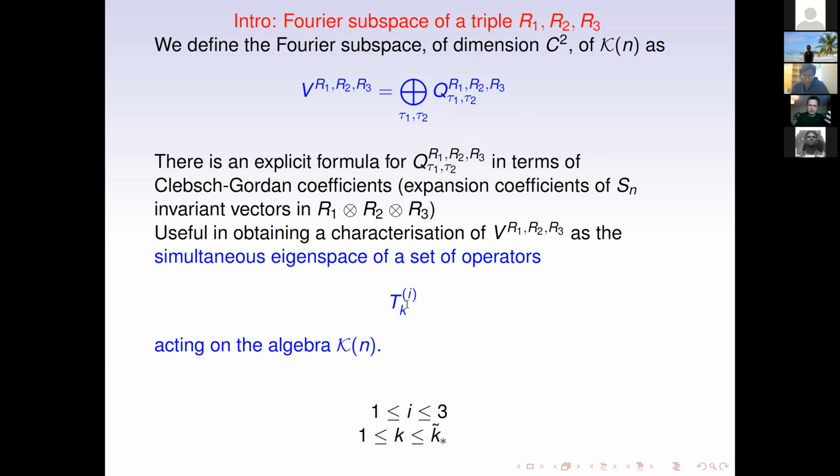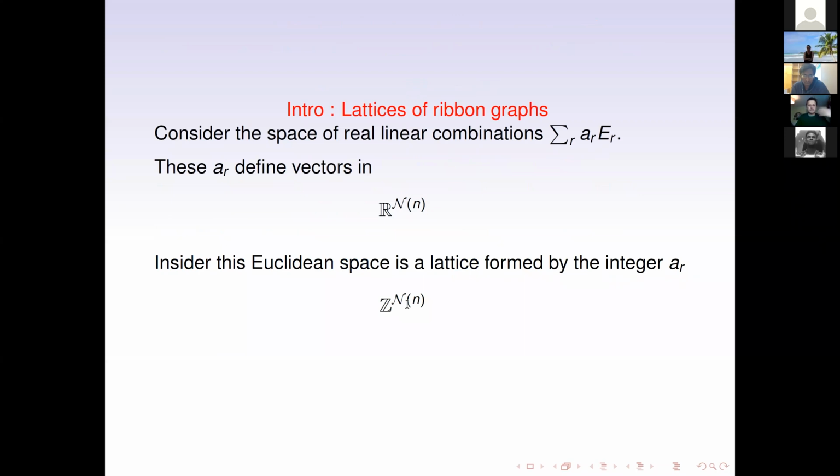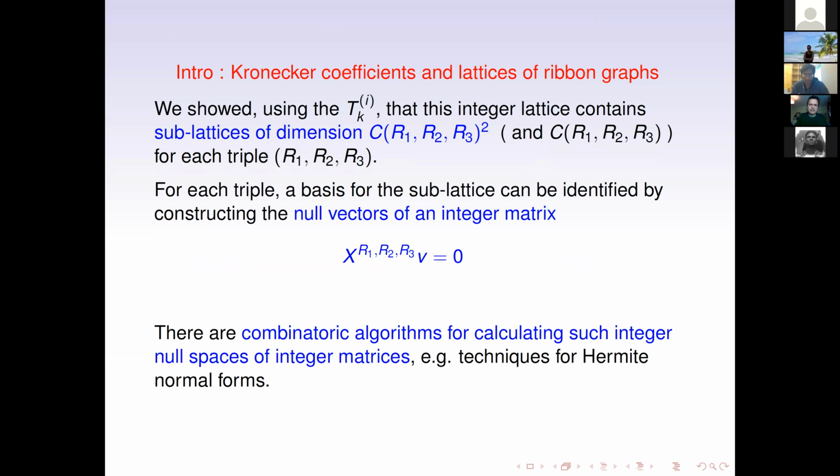And these eigenvalue equations are very nice because they just involve integer quantities. As a result, by solving these integer matrix equations, you find that there are nice linear combinations of the ribbon graphs, which form a sublattice inside the full lattice of integer linear combinations. So the upshot is that inside the lattice of ribbon graphs, which is the set of integer linear combinations of ribbon graphs, there is a sublattice whose dimension is C squared, the square of the Kronecker coefficient, and there's a concrete algorithm based on an integer matrix that can be used to construct that sublattice.